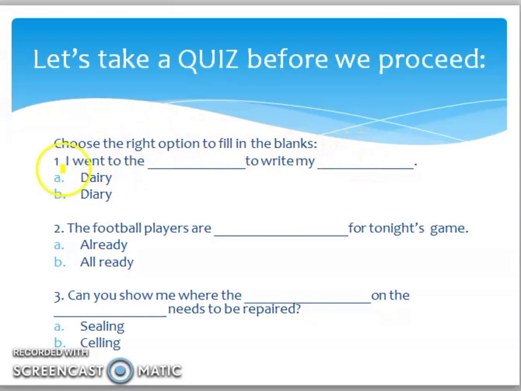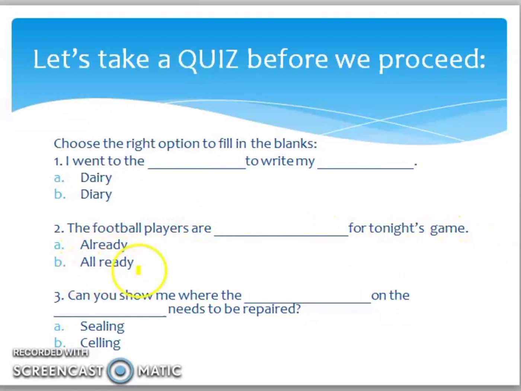So the first sentence: I went to the dash to write my dash. If I pronounce it, it will be easy for you to figure out, based on the context, which word you need to put where. So I will ask you to do the quiz by yourself, and by the end I will be sharing the right answers with you. The second sentence: the football players are dash for tonight's game.